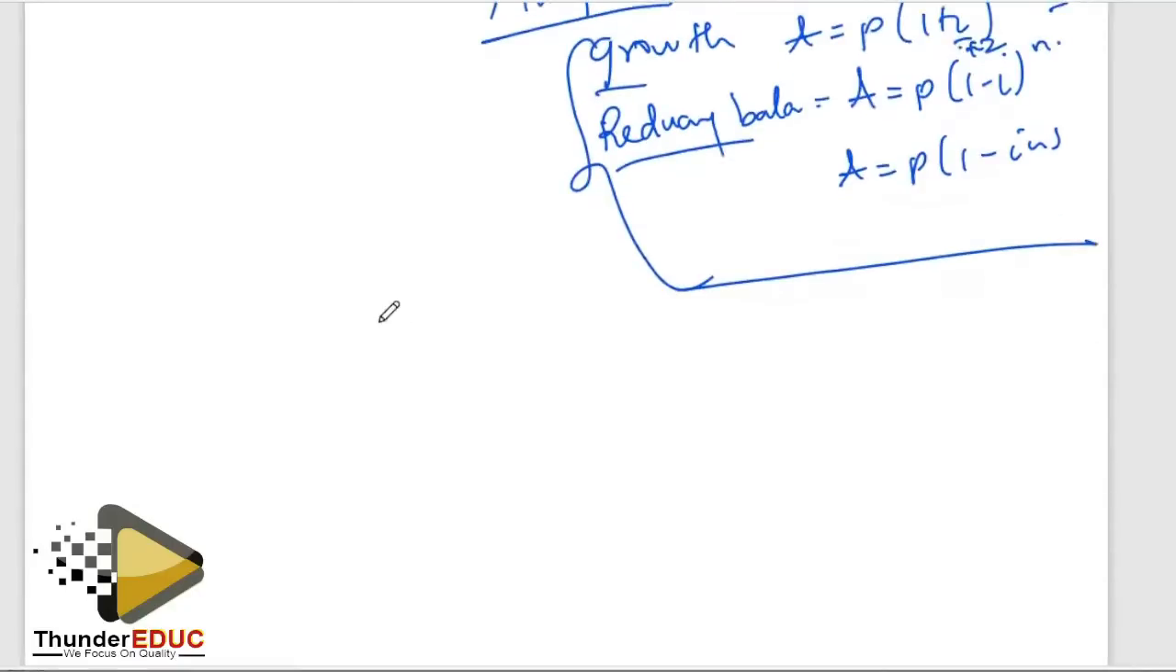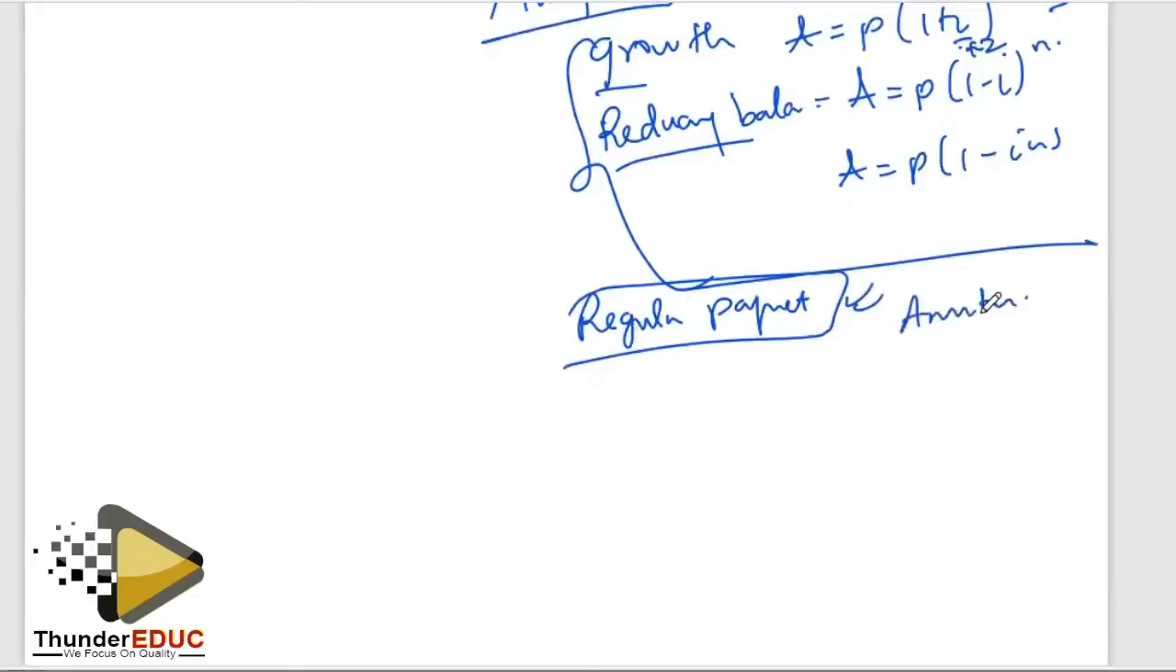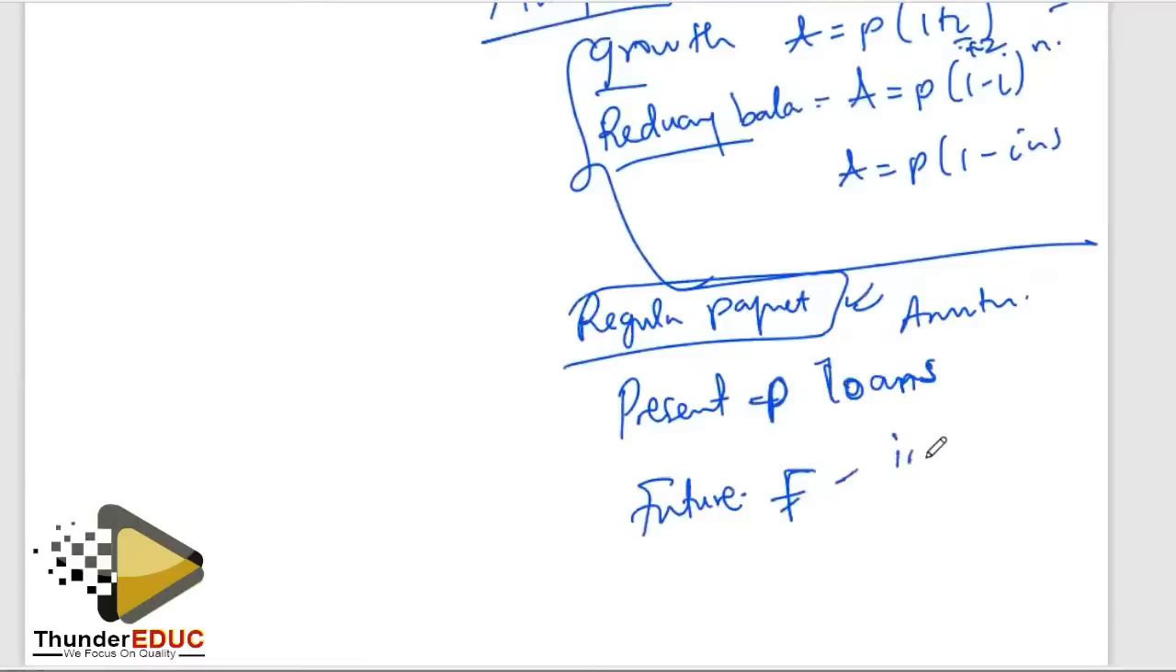Then if we're dealing with payments that are regular, either you're going to pay them monthly, quarterly, half yearly, and so on, it's continuous. These are what we call the annuities. So we have two. We have what we call the present annuity. This present deals with the loans. If you borrow money and you have to pay it back, that's present. Then we also have the future, which is F. We need to know about the future. This deals with investments, and then what we call the sinking funds.